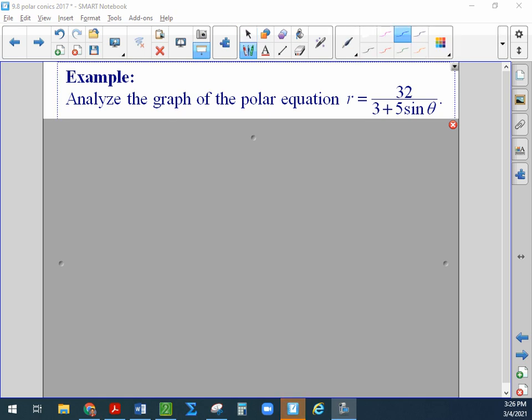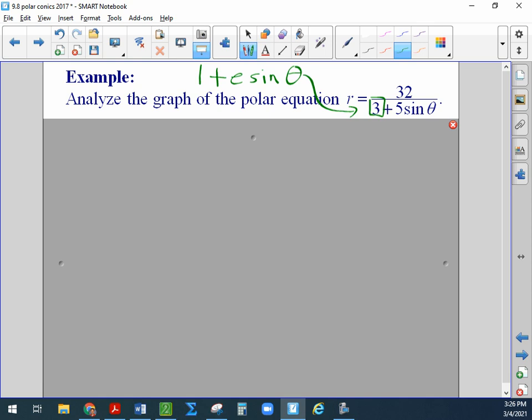Okay, this is just another example that we can look at for a polar equation of a conic. It says analyze the graph of the polar equation, r equals 32 over 3 plus 5 sine theta. So the first thing we talked about doing was taking this number 3 and recognizing that that should be a 1. So for our general form, we have a 1 plus e sine theta on the bottom. Okay, and so I can't identify e until I have a 1 there.